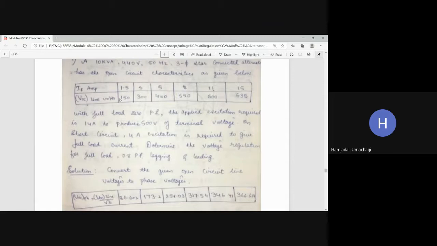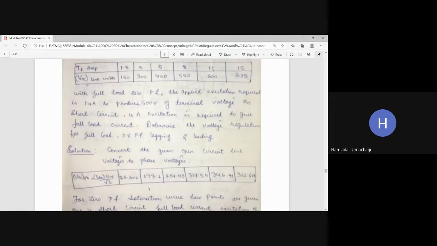If you divide all these line voltage values by root 3, then you will get the open circuit phase voltage. That is, VOCPH, the open circuit phase voltage, is equal to the open circuit line voltage divided by root 3. That is 150 by root 3, which is 86.602; 300 by root 3, which is 173.2; 440 by root 3, which is 254.03; 550 by root 3, which is 317.54; 600 by root 3, which is 346.41 volts; 635 by root 3, which is 366.617 volts. So note down this column of phase voltages for different excitation levels.